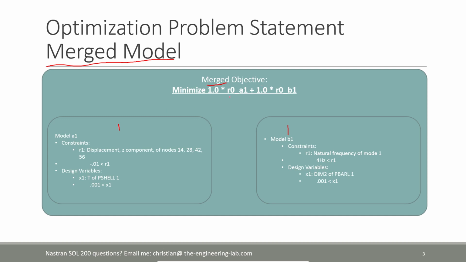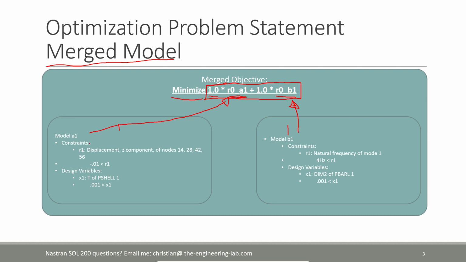For example, this first term, R0A1, is the objective for model A1. R0B1 is the objective from the second model. I'm also applying a factor, or coefficient, of 1.0. And so my merged objective is to minimize this entire expression that you see here. Again, this is a combination of all the objectives from all the models. Now, what about the constraints? How are those taken into account?